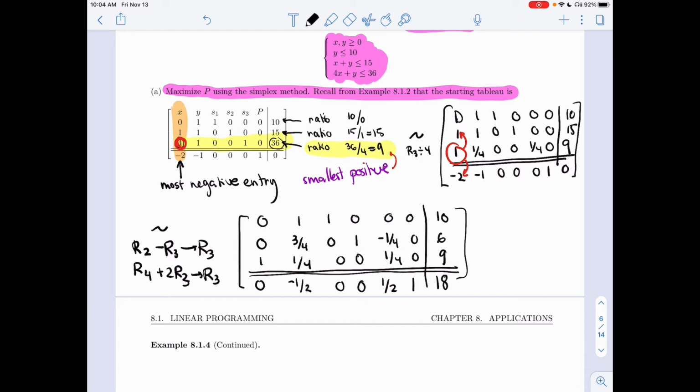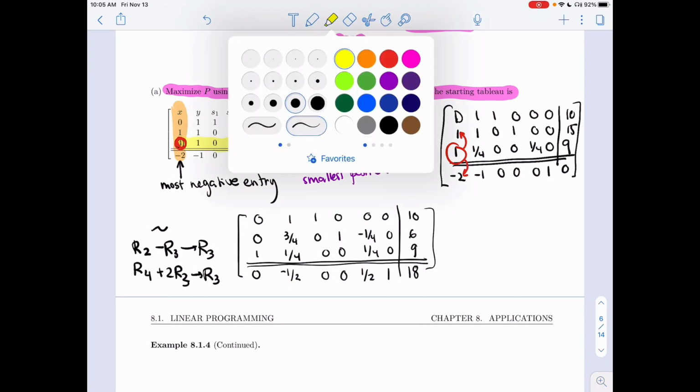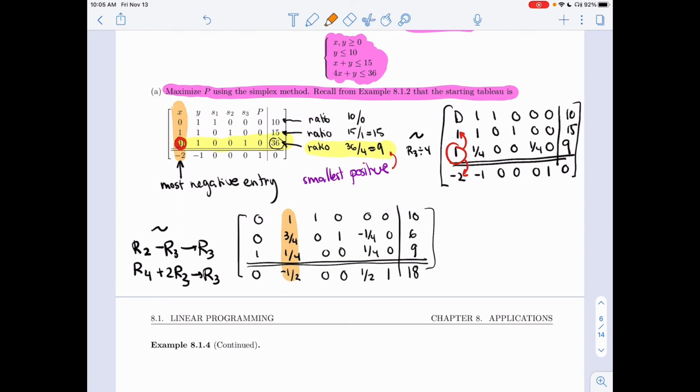All right, so I've pivoted once. And at this point, you start again. You start by asking, is there a negative entry in the bottom row? Let me shrink that a tiny bit so I can write underneath it. All right, is there a negative entry in the bottom row? Yes, there's only one, so that's the one we're going to use. There's the -1/2 right here. That means you're not done. That means you have to pivot again.